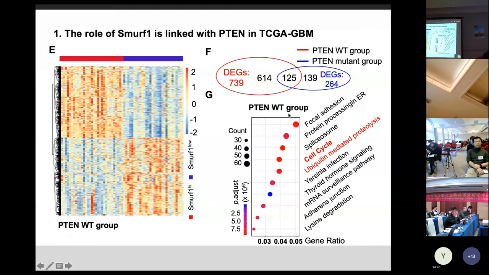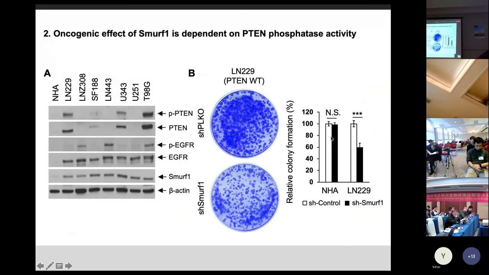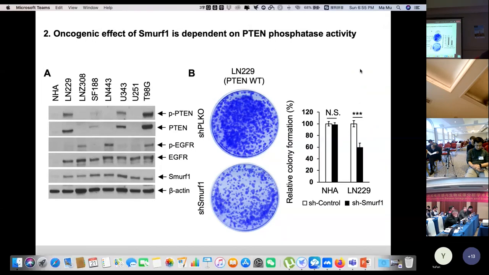And from the PTEN wild type groups, we can also see the cell cycle and the ubiquitin-mediated proteasome were hyperactivated in the SMURF1 high group. And from the previous hypothesis, we want to use cellular and molecular methods to verify whether SMURF1 can really degrade PTEN and whether it depends on PTEN phosphatase activity.